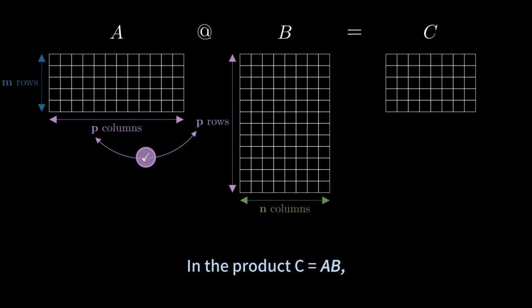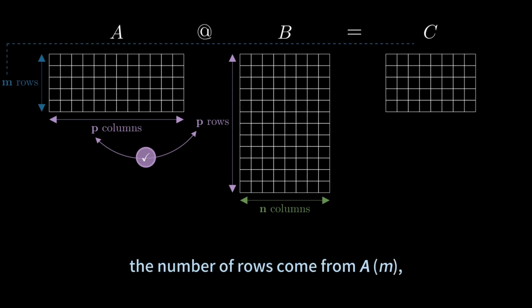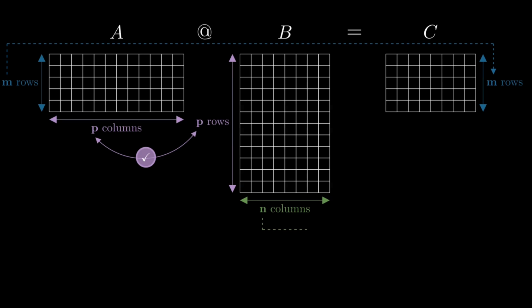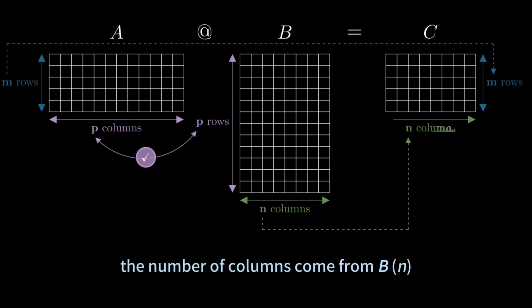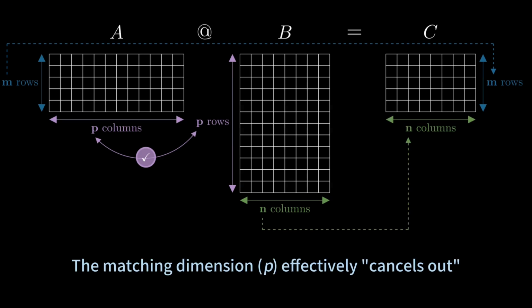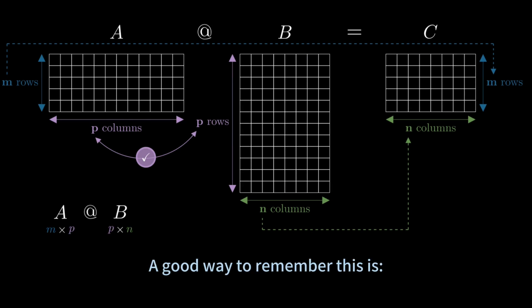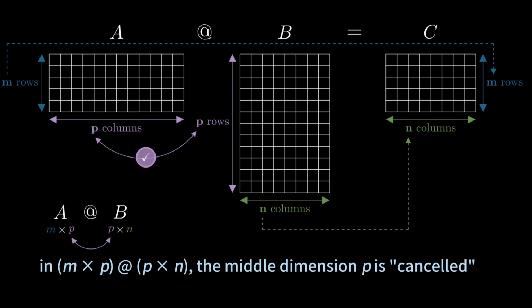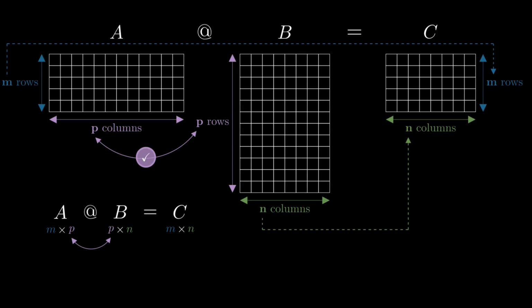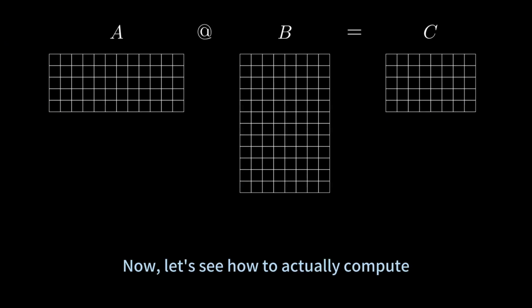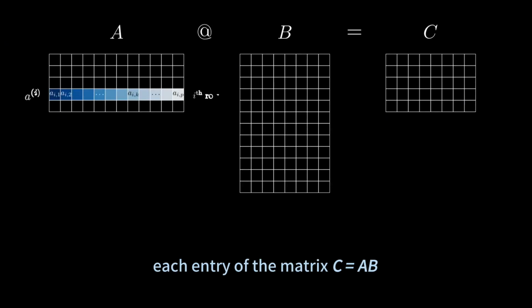In the product AB, the number of rows comes from A, the number of columns comes from B. The matching dimension P effectively cancels out. A very good way to remember this is M times P @ P times N, the middle dimension P is cancelled.